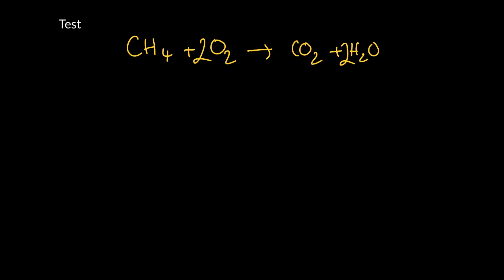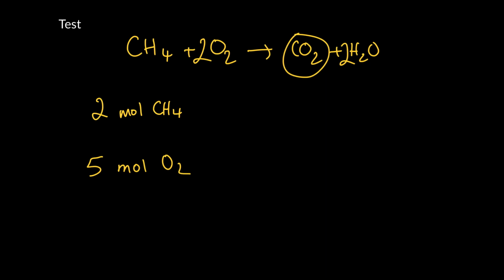So my question to you is, how much CO2 can we make if we have, say, 2 moles of methane, and we have, say, 5 moles of oxygen? So how much CO2 can we make? And which one is the limiting reactant and which one is the excess? So pause the video and have a go, and then we'll come back and check it out in a second.